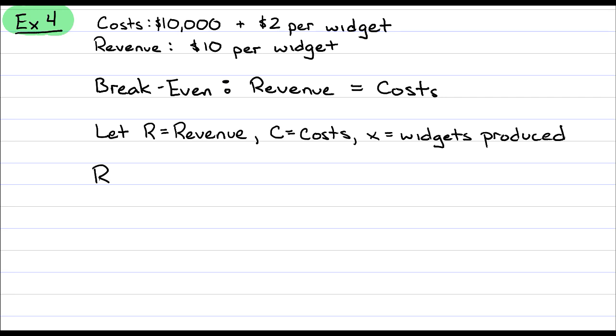Let's look at the company's revenue first. Revenue is how much money is coming into the company. The company earns $10 for every widget they sell, so their revenue is $10 times the number of widgets sold. Now the company's costs are, well, they have these fixed costs or operating costs of $10,000. But then on top of that, they have what are called variable costs that are associated with actually producing widgets. Every widget they produce costs them $2. So the total cost in producing X widgets would be 2 times X.